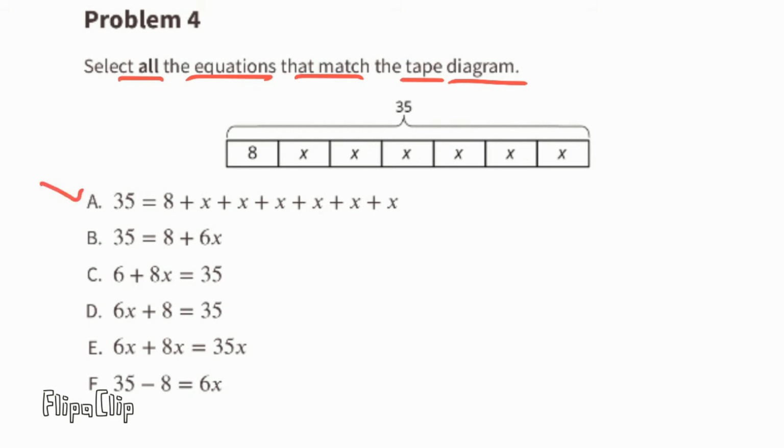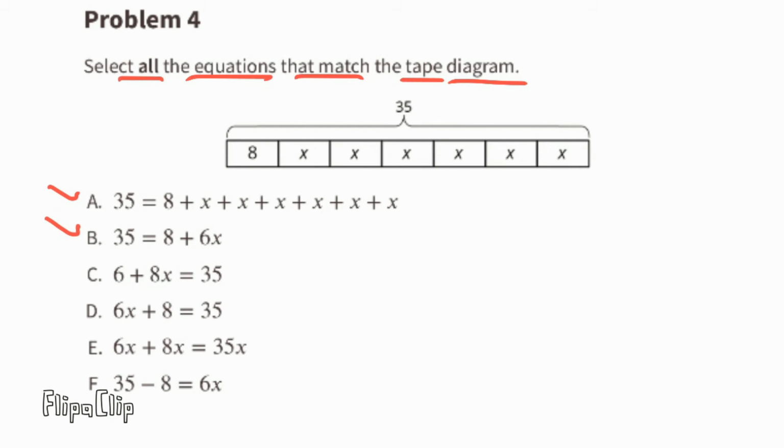Yes, that matches the tape diagram perfectly. Within the total of 35, you have an 8 added to 6 different x's. B. 35 equals 8 plus 6 times x. Again, that's correct because you have a total of 35 and that equals 8 plus 6 times x.